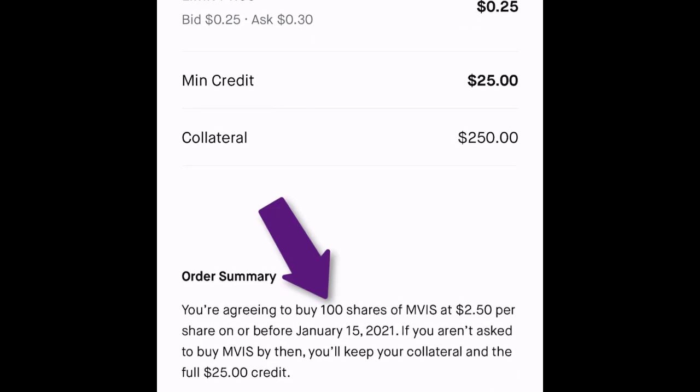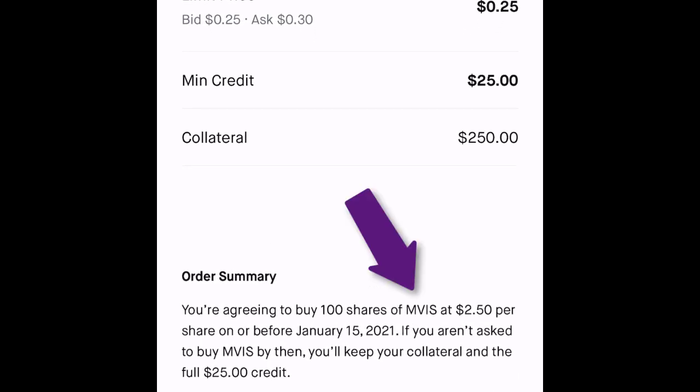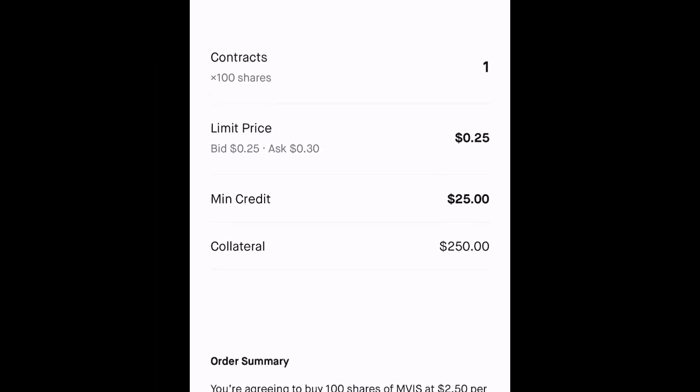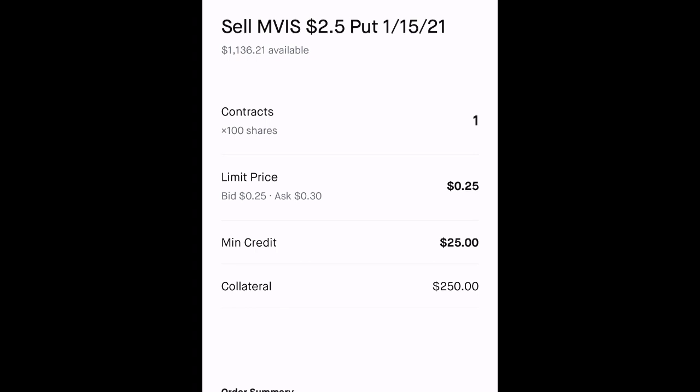So for this order, I'm agreeing to buy 100 shares of MVIS at $2.50 per share on or before January 15th of 2021. So let me just recap. I'm selling a cash secured put for stock symbol MVIS. It has a $2.50 strike price and an expiration date of January 15th, 2021.